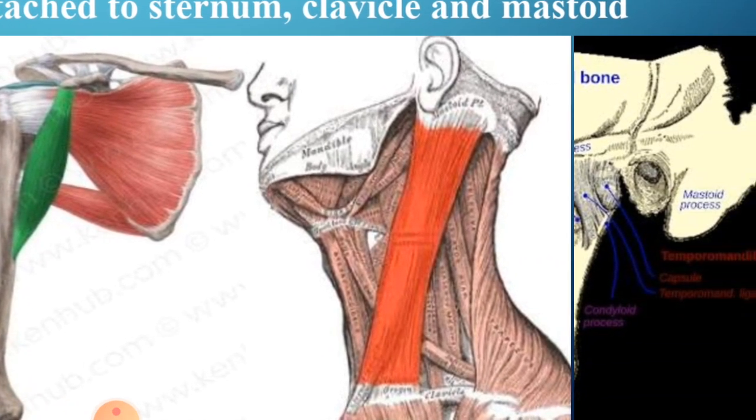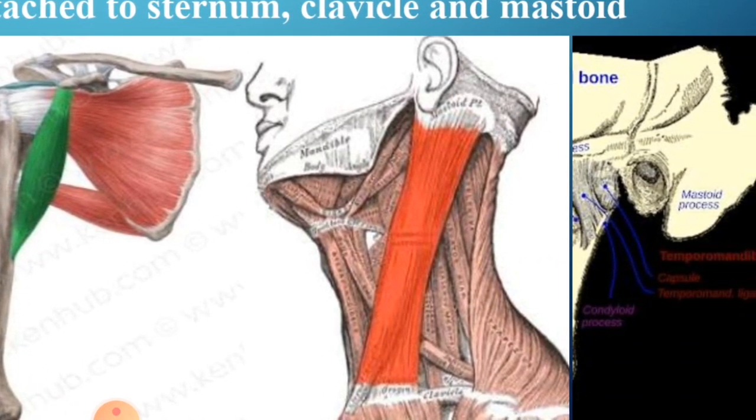The next muscle is the sternocleidomastoid muscle, and this muscle is one of the largest muscles of your body, and you can feel it on the lateral aspect of your neck. And this muscle is arising from the sternum and clavicle and giving its insertion onto the mastoid process of the temporal bone. The mastoid process is basically a part of your temporal bone, and you can feel it behind your ear.